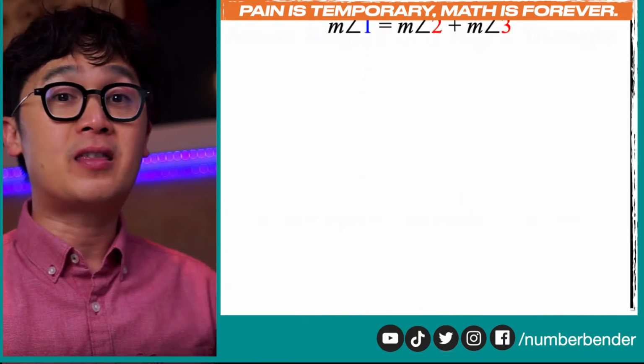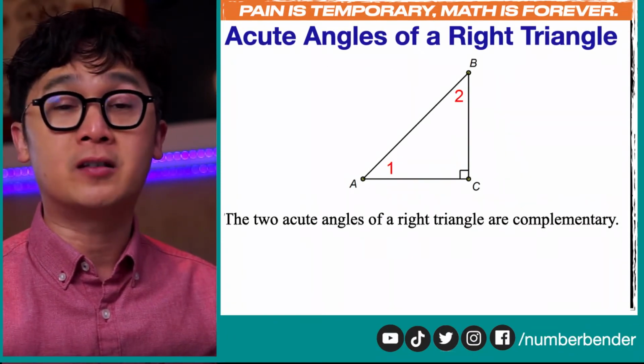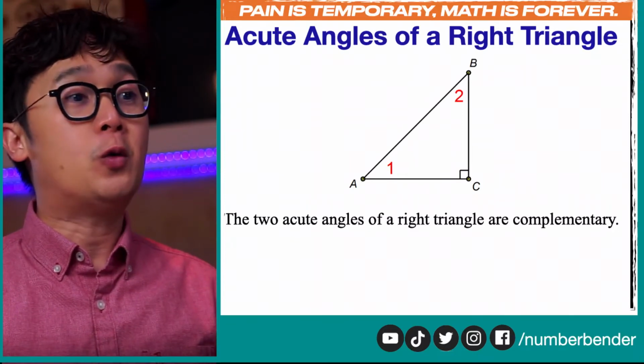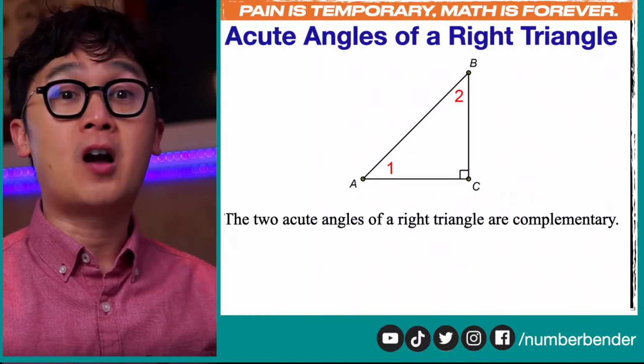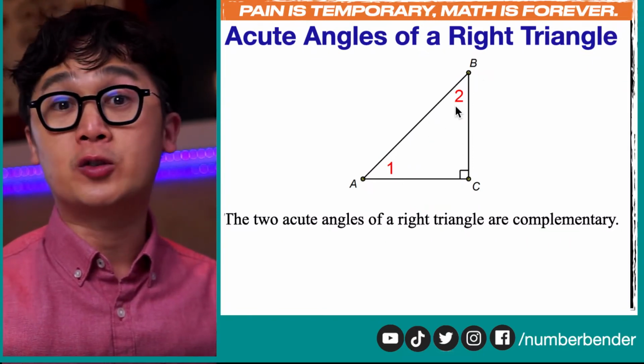And another theorem that we are going to be using is the acute angles of a right triangle, which means the two acute angles of a right triangle are complementary, which means if we add these two together, it will equal 90 degrees.